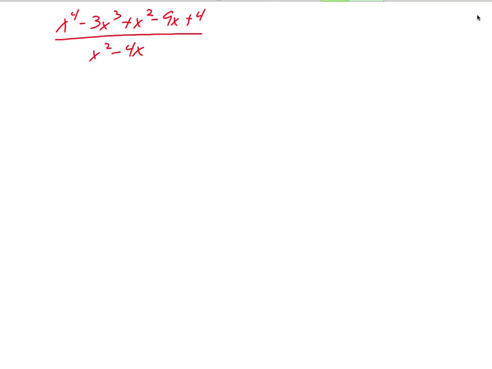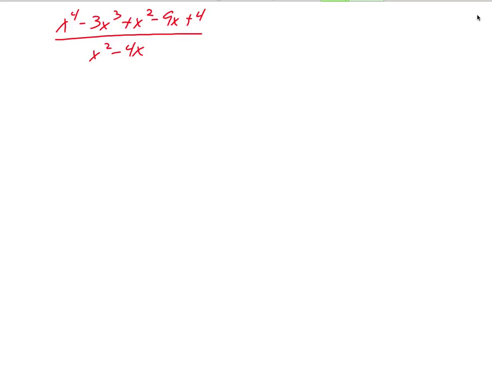x to the 4th minus 3x cubed plus x squared minus 9x plus 4 divided by x squared minus 4x. How's the difficulty level now, Rain?